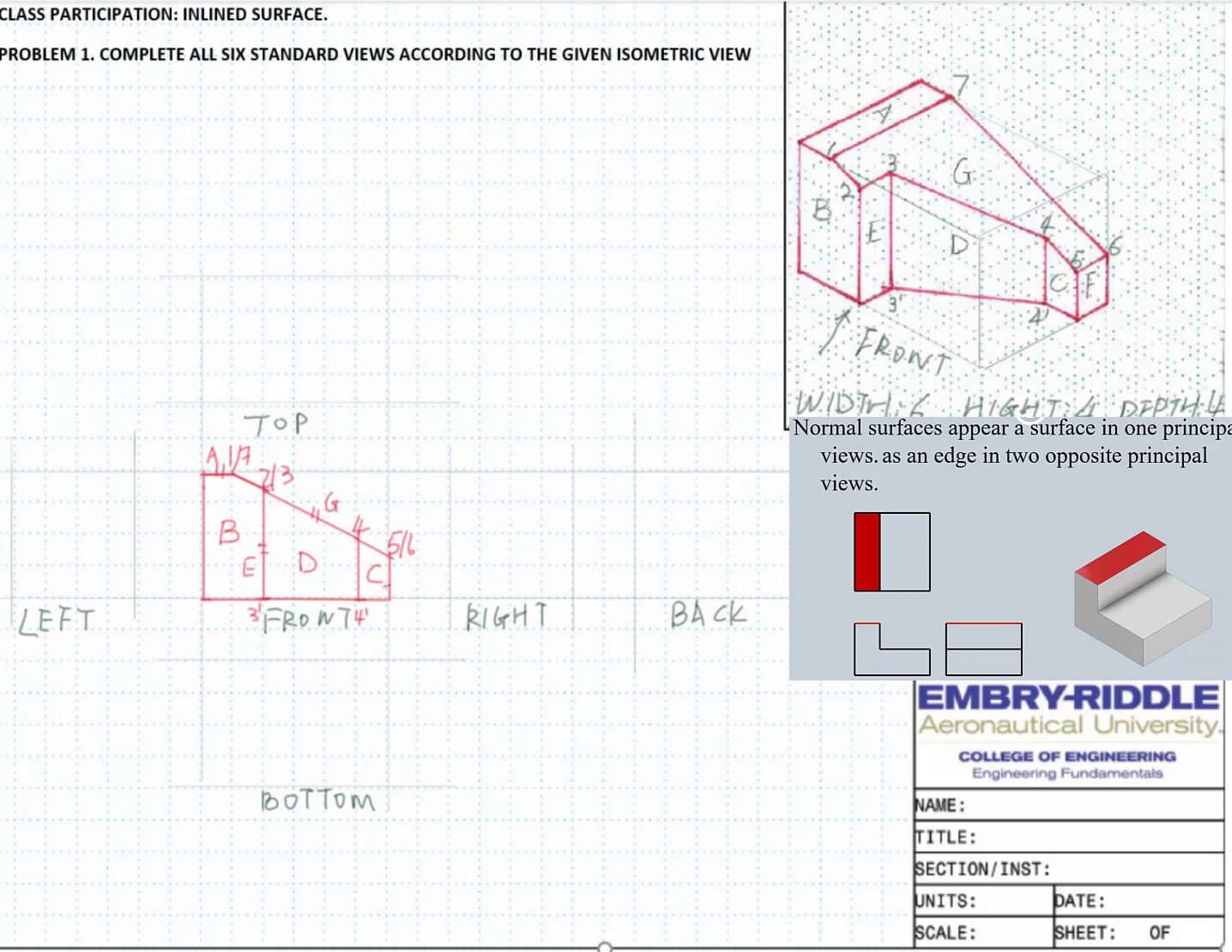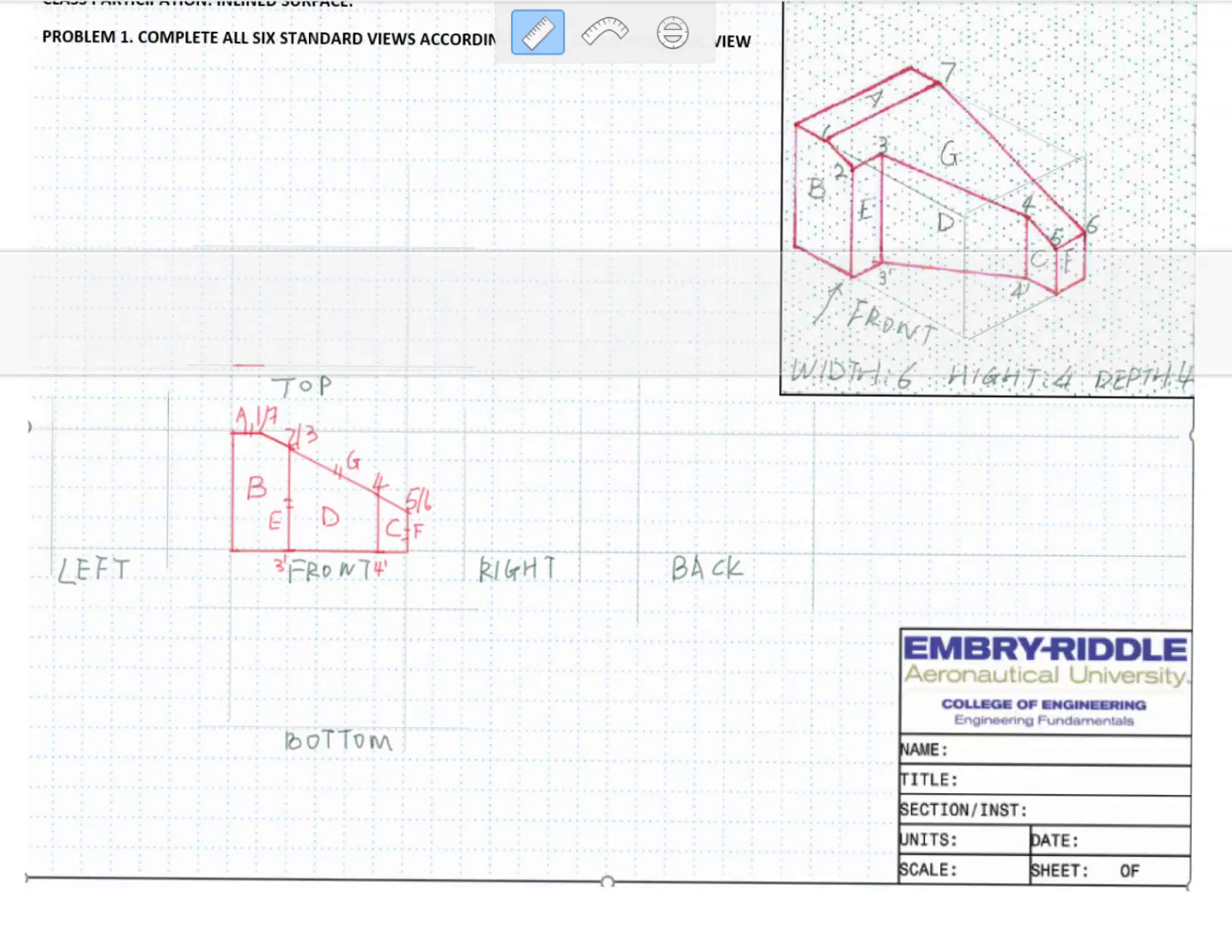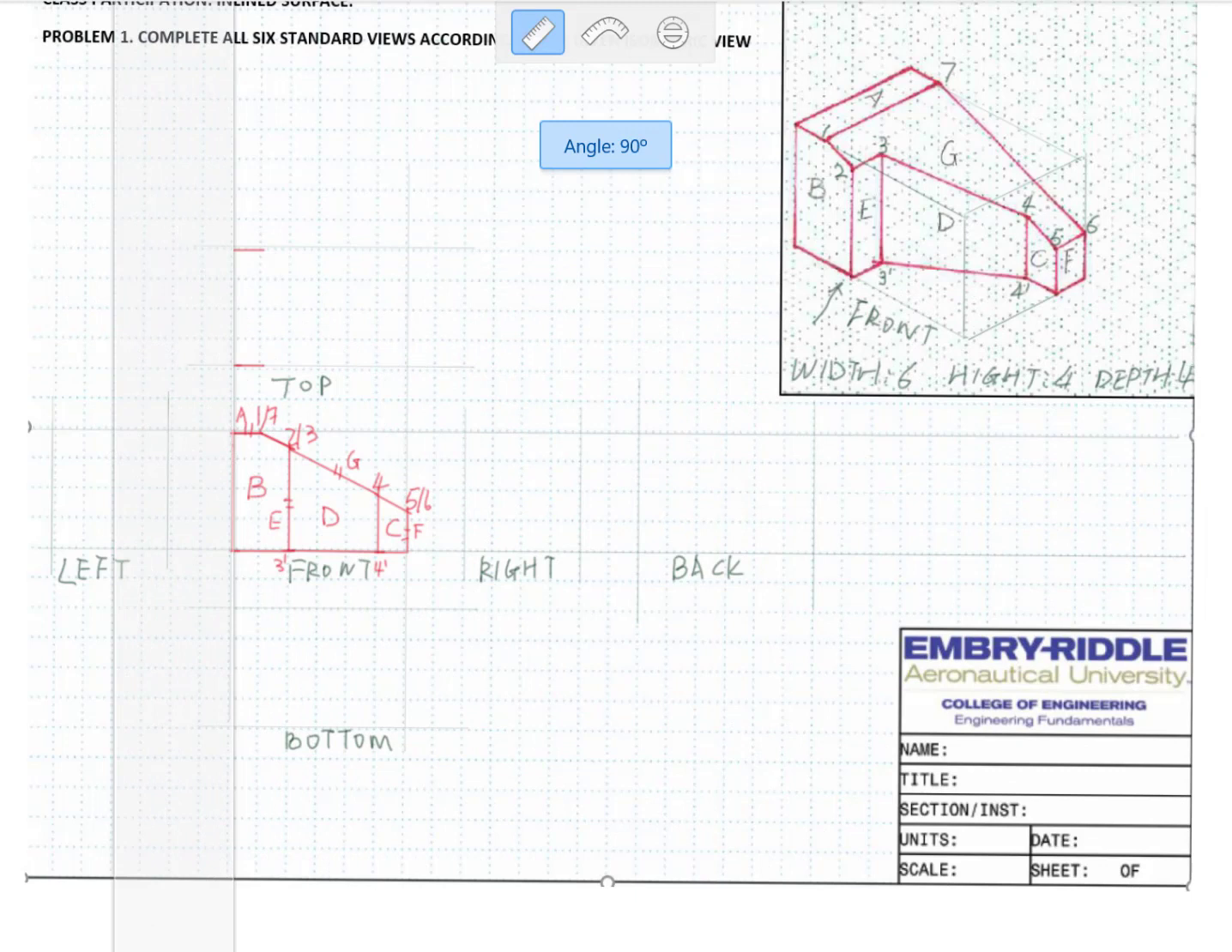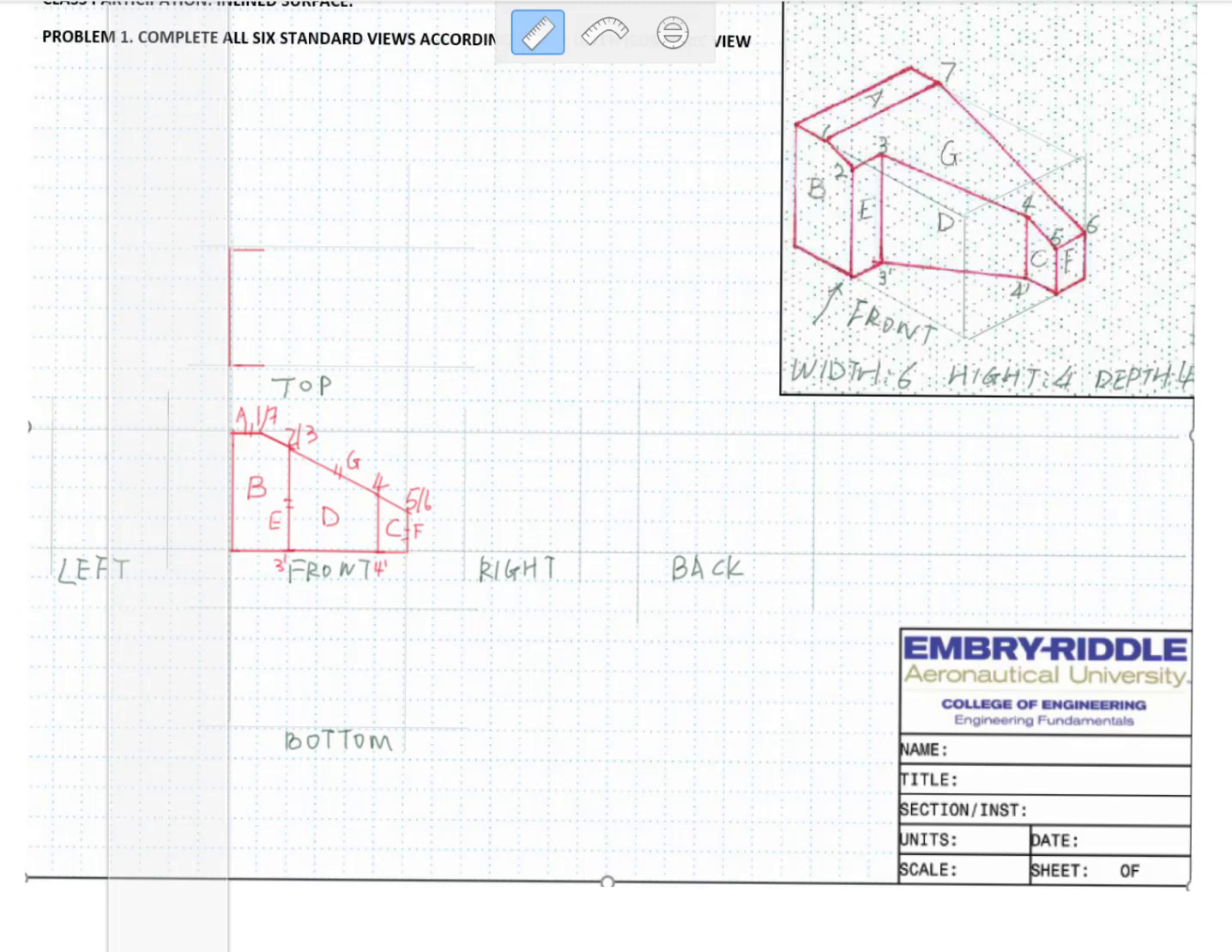All the other normal surfaces are perpendicular to the front side of the glass box, so we can mark them as edges in the front view. Now we have finished the front, we move to the top. Starting with the surface A, because A is parallel to the top side of the glass box. Count the width and the depth to draw the surface A.